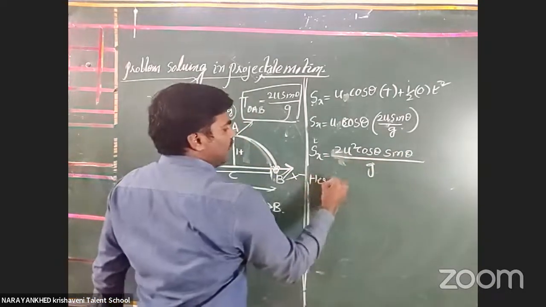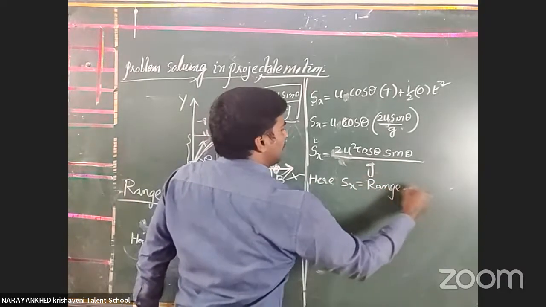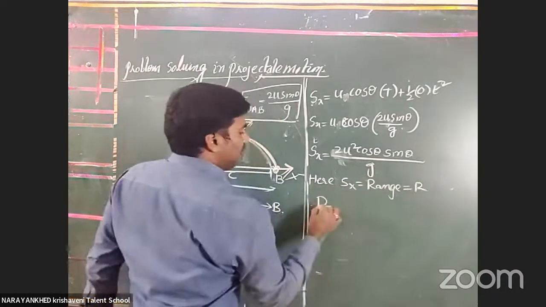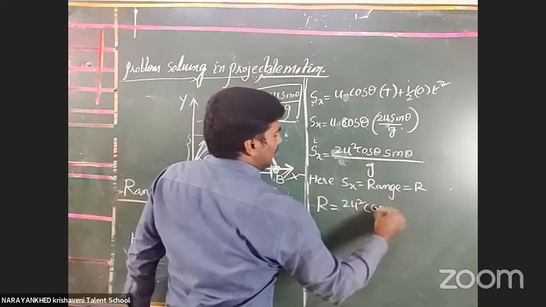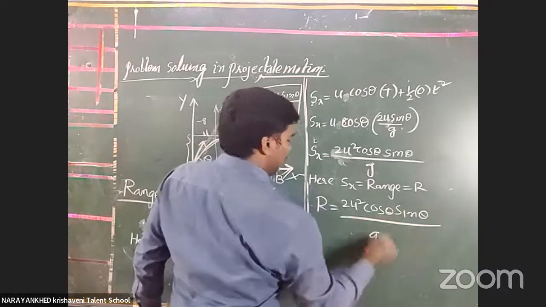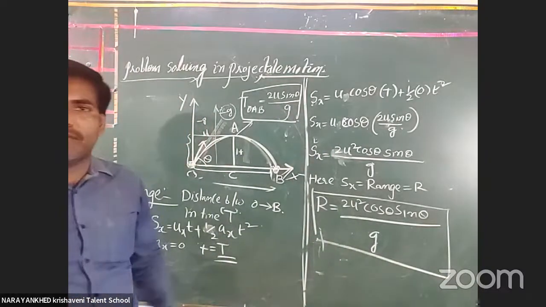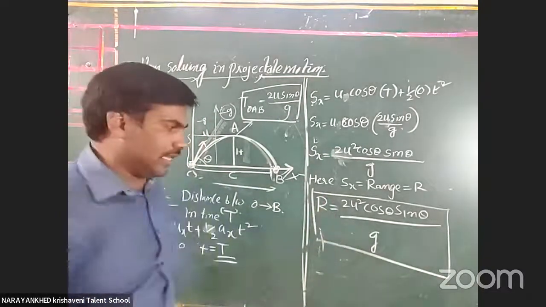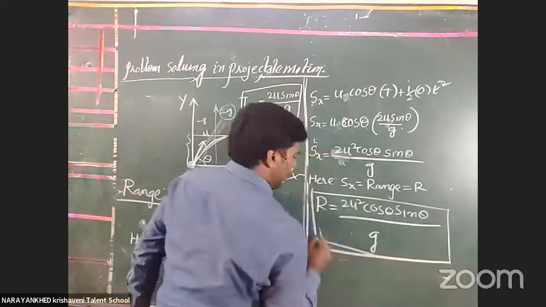Here Sx is the range. That range is written as R. Then R is equal to 2u square cos theta sin theta by g. This is what is called the range here. Understood, all the students? This is called the range of a particle.